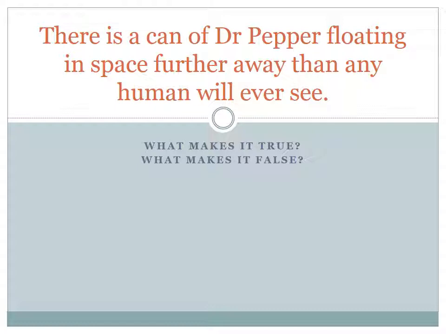But now we consider one of the first kinds of things that people often really get confused here. So consider this sentence. There is a can of Dr. Pepper floating in space farther away than any human will ever see. So think about it for a second. What would make this sentence true, and what would make it false? Under what conditions is it true? Under what conditions is it false?